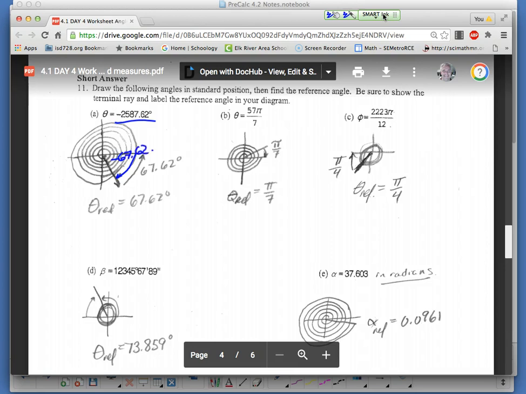But remember, it's a reference angle. And reference angles are positive angles between the terminal ray and the x-axis. So that's why it's that value. I just took the negative off. Are you okay with this one? Happier with 360 versus 2 pi. Here's the thing. How often have you worked with radians?